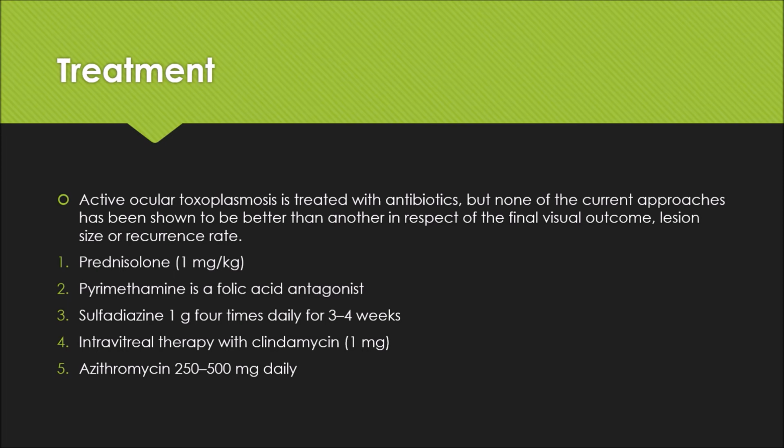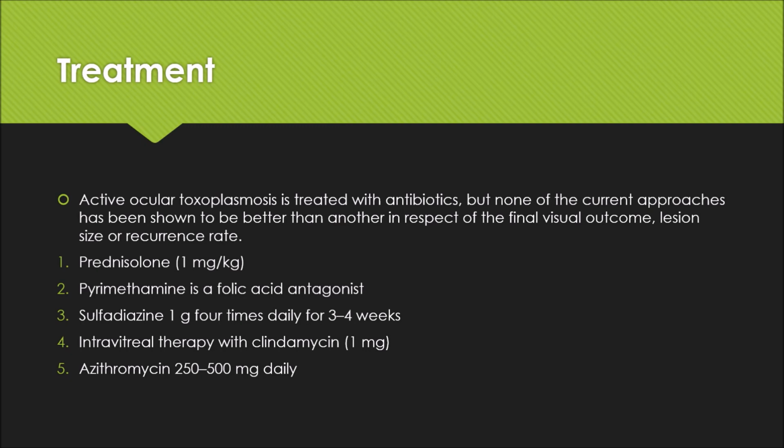Pyrimethamine is avoided or used at a low dose because of possible pre-existing bone marrow suppression and the antagonistic effect of zidovudine when the drugs are combined. Then comes sulfadiazine, which is given at a dose of 1 gram 4 times daily for 3 to 4 weeks and is usually given in combination with pyrimethamine. Side effects of sulfonamides include renal stones, allergic reaction, and Stevens-Johnson syndrome.